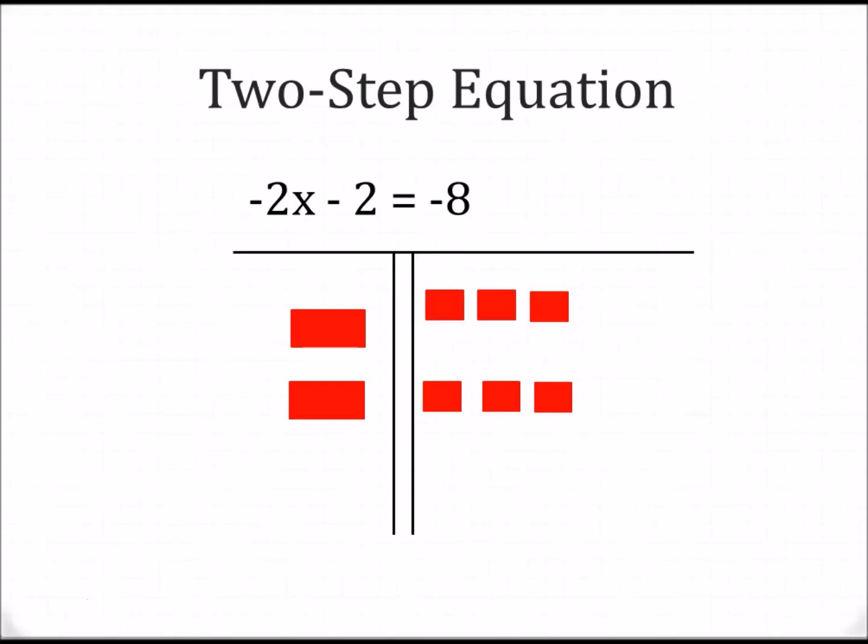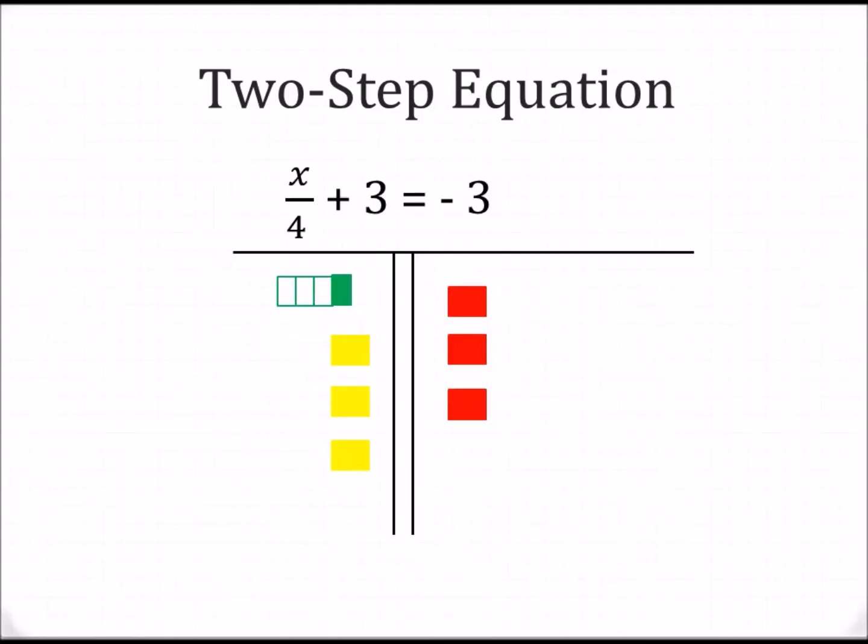So I cannot have a negative x. I can only have positive 1x. So what I'm going to do is flip the left-hand side to make it a positive x. And if I flip on one side of the equal sign, I have to do exactly the same on the other side of the equal sign. So it's going to look something like this. And so now we have positive 1x is equal to positive 3.